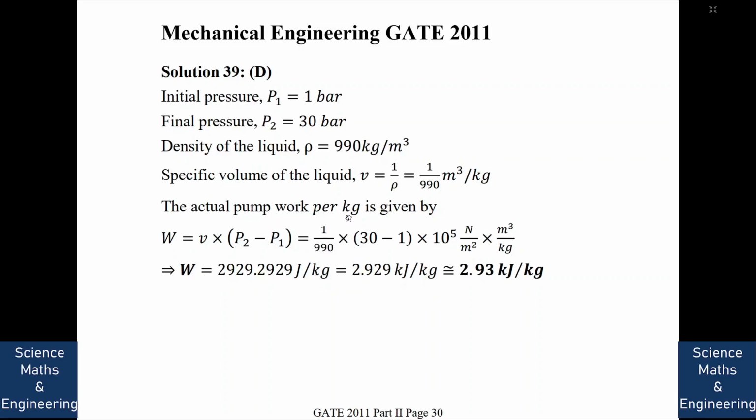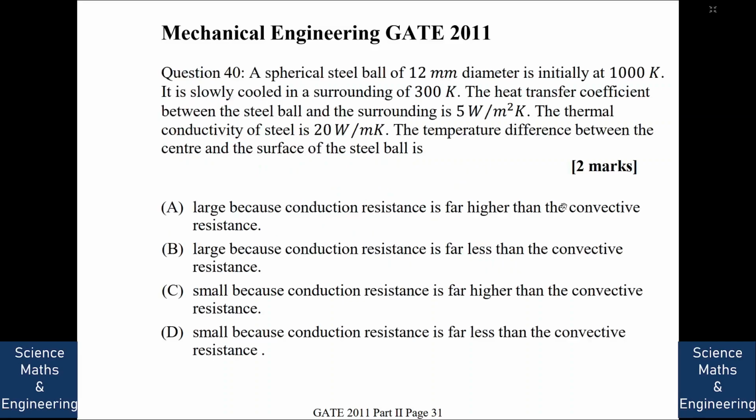The actual pump work per kg is given by what? W is equal to specific volume into pressure difference. So which is equal to 1 by 990 into 29 into 10 to the power 5. So the value is 2.93 kilojoule per kg. Okay. So we'll go to the next question.